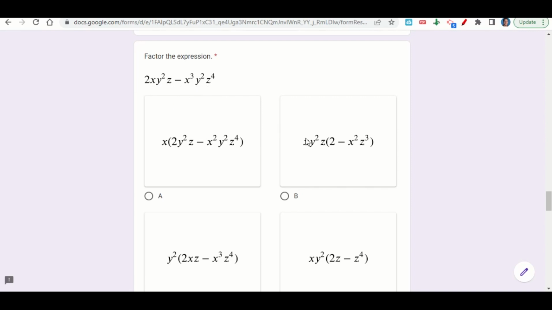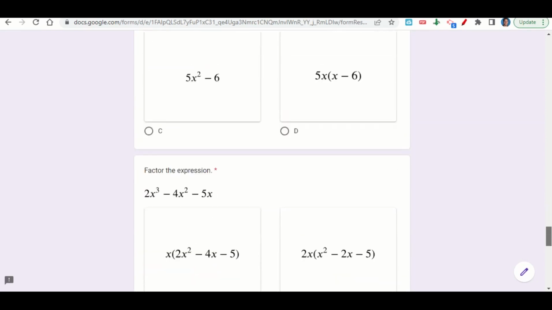So this has an x y squared z. And then what we're left with is 2. The x is gone, the y squared is gone, the z is gone. So it's just 2. And then we factor out an x, so we're left with x squared. The y squareds are gone, and we're left with z cubed. So that's this one here. So we'll go ahead and mark that as our answer.